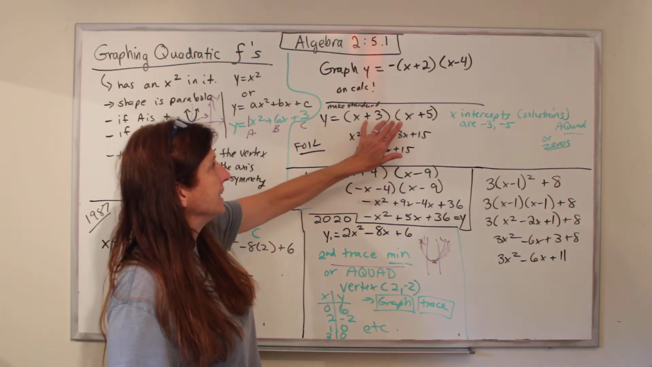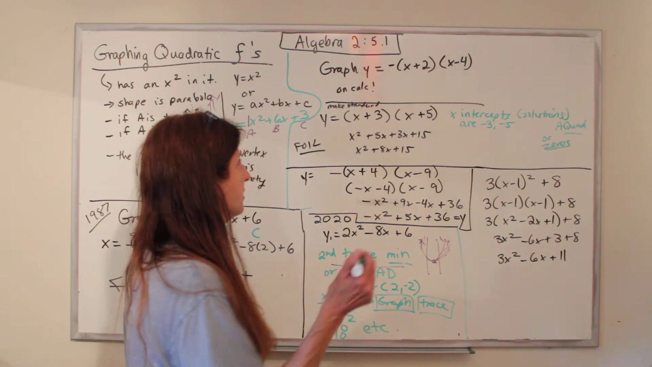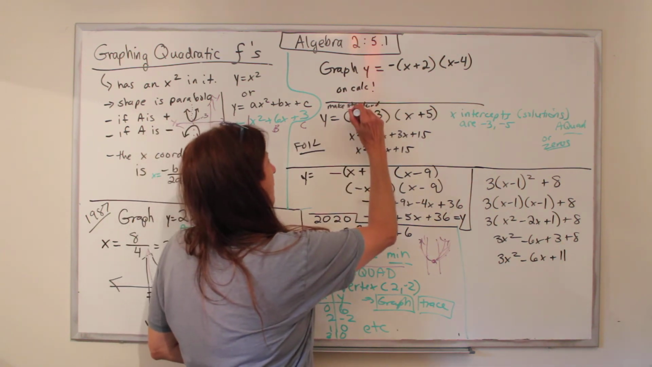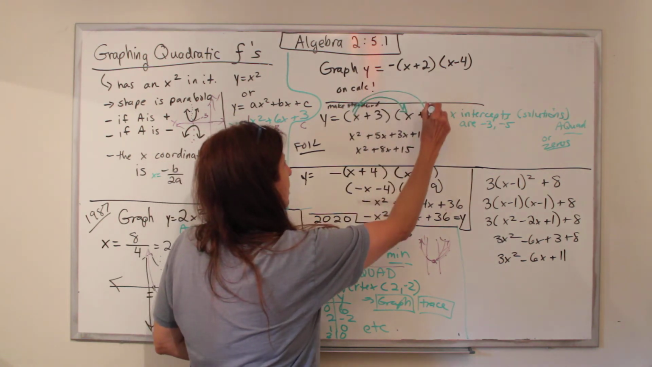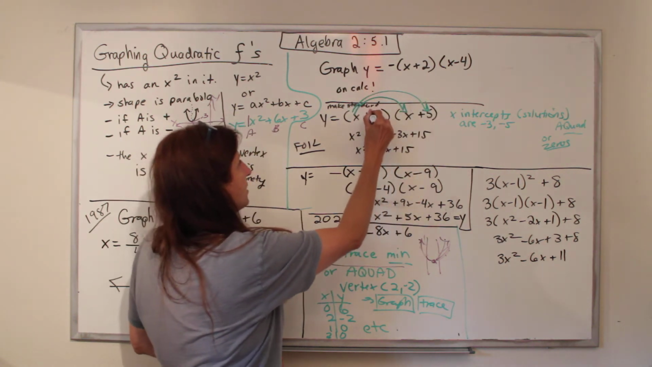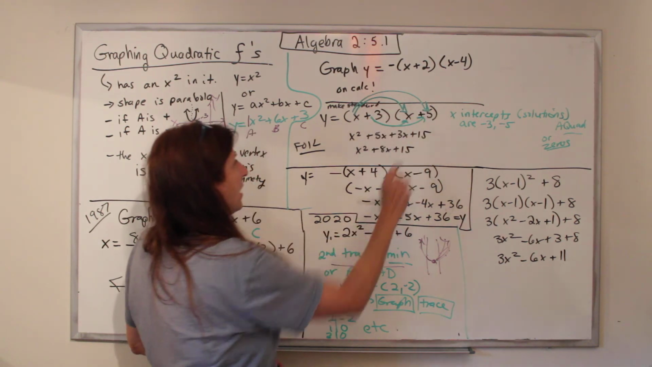Now, the next problem, they want you to turn this into standard form. So we're going to have to use the distributive property. We'll multiply x times x and get x squared. x times 5 is 5x. 3 times x is 3x. And 3 times 5 is 15.